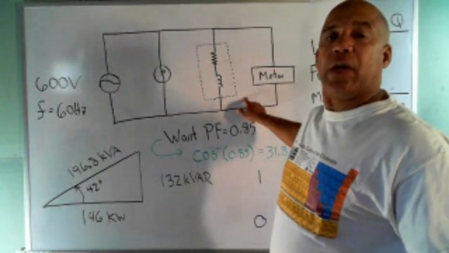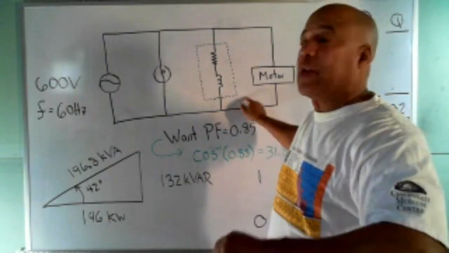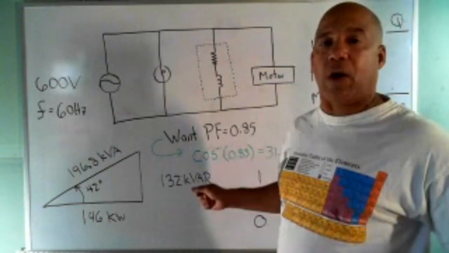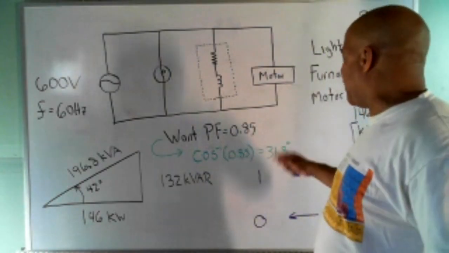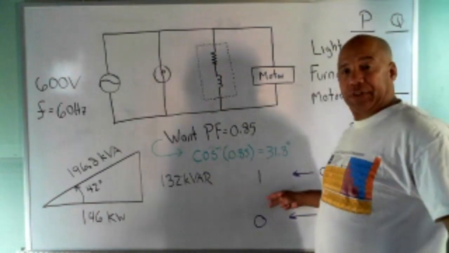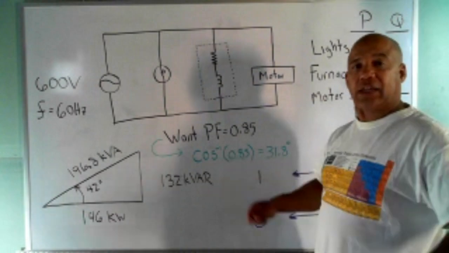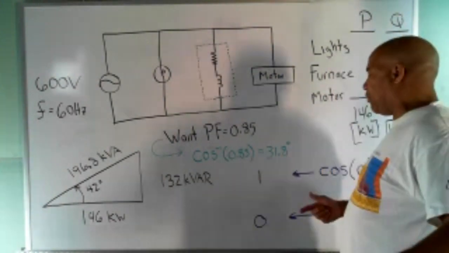Reactive power is not converted. Reactive power is stored and returned to the system. It can't do any work. So it's highly inefficient when you have VARs in here. You want to get the VARs out if you can. So how do you do that?